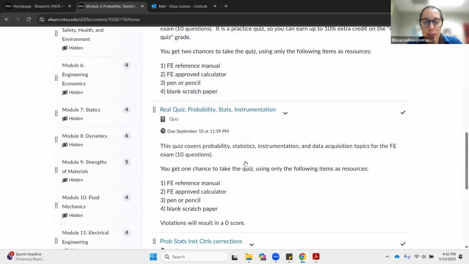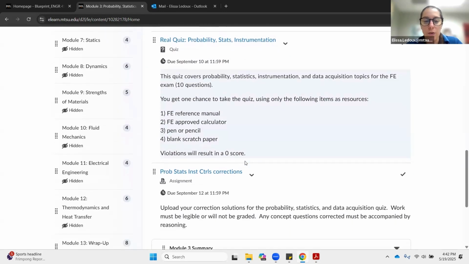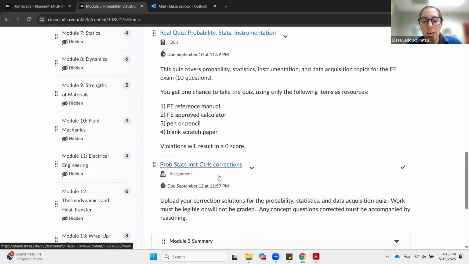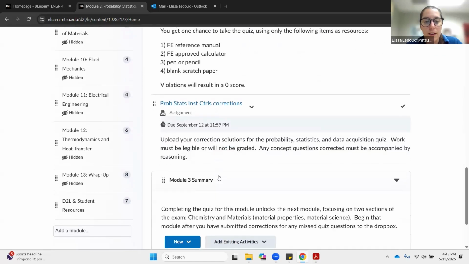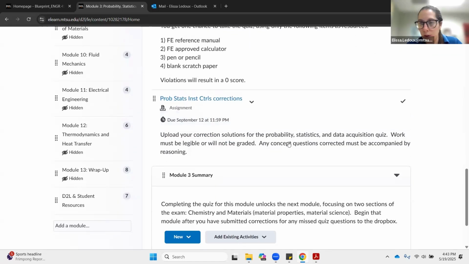And once you take that real quiz, do corrections on any problems that you missed, and then upload those to this Dropbox, and that will unlock the next module here, which is chemistry and material properties.